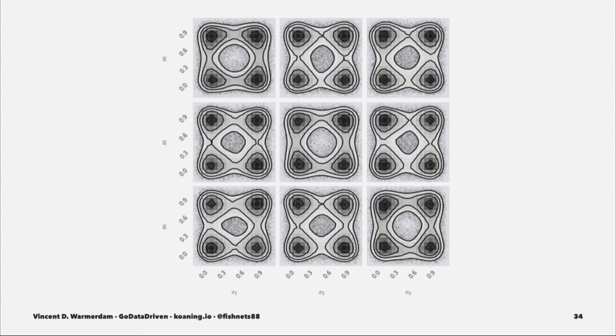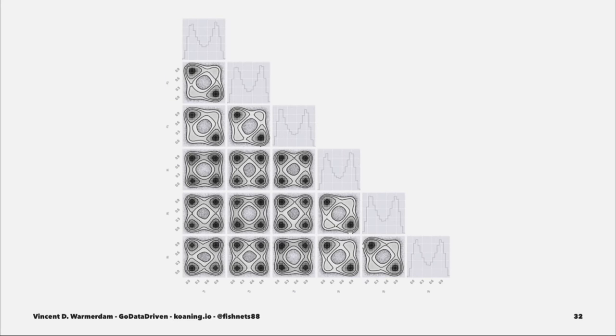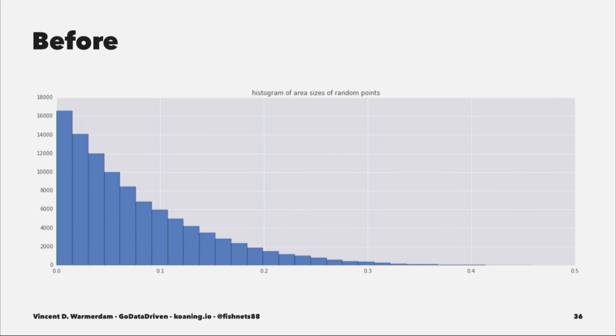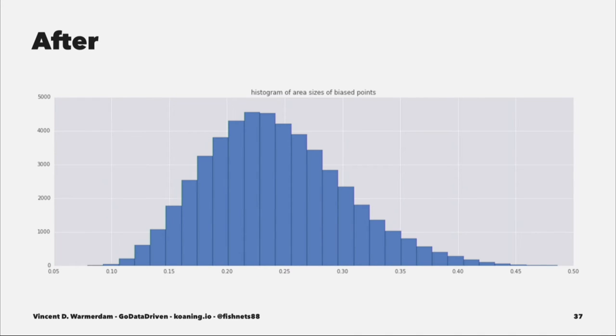All right, so I have this distribution. Let's sample from this one. The idea is I've selected areas that are big, and I'm going to sample from that distribution instead. This is what I had before. And if I do a new sample from what I've just learned, I will sample from this distribution instead. And again, you will notice it's a lot likelier that I'm going to sample larger triangles.